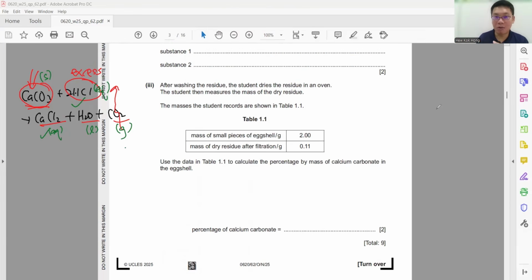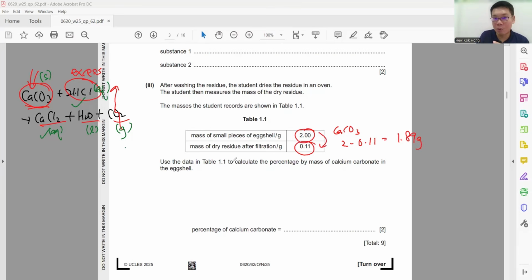Part 3 is a calculation question. They say after washing the residue, the student dries the residue in the oven. The student then measures the mass of the dry residue. The masses the student records are shown. So the small pieces of eggshell initially have 2 grams. Mass of dry residue is 0.11. So the calcium carbonate that is removed is 2 minus 0.11, which is 1.89 grams.